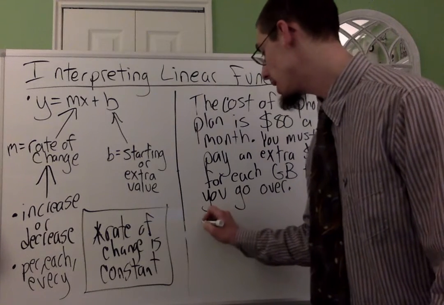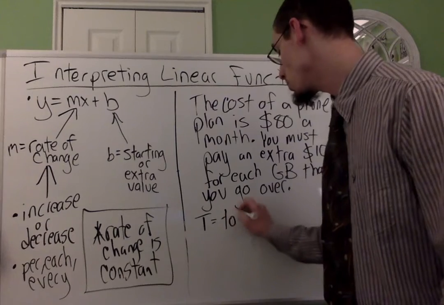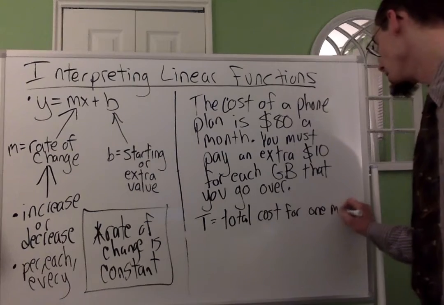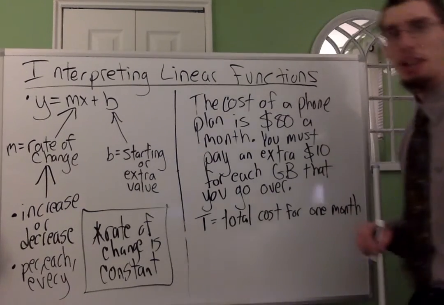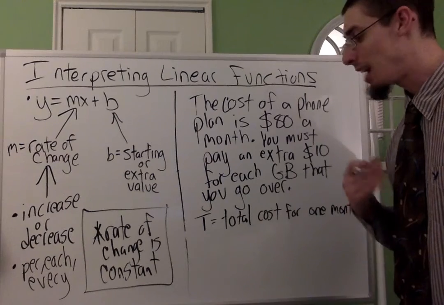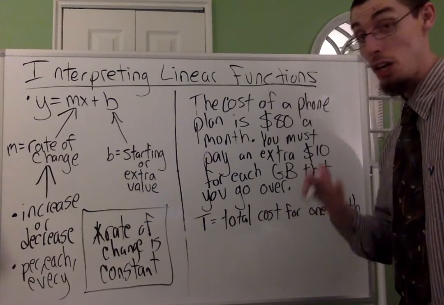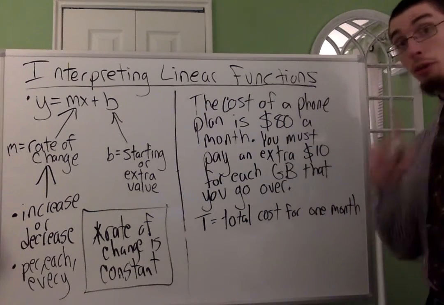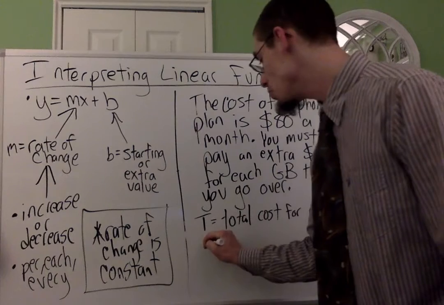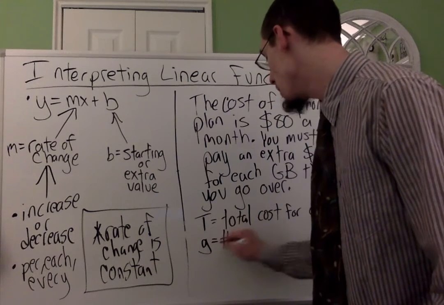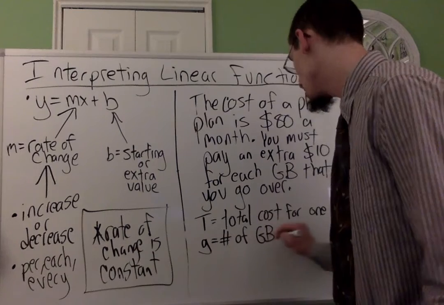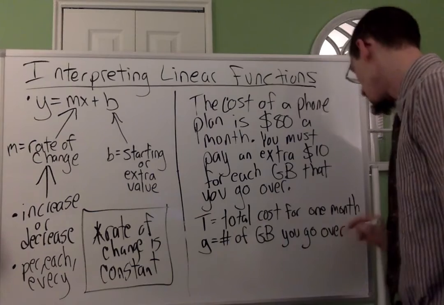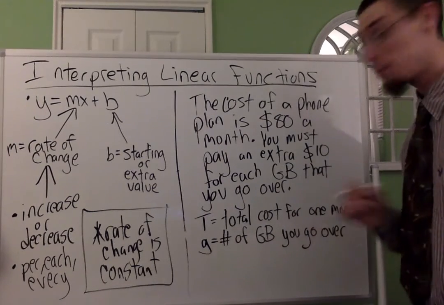So let's say T equals the total cost for 1 month. It's a really good idea to identify or define your variables whenever you're trying to write an equation. So I'm going to use T to be the total cost for 1 month. And how about I use G to be the number of gigabytes you go over. Right? The extra gigabytes that you use.